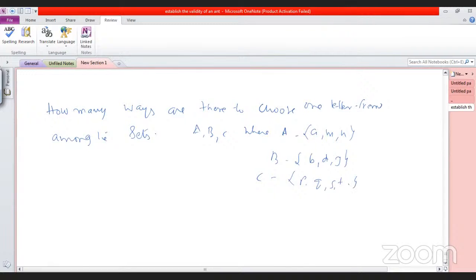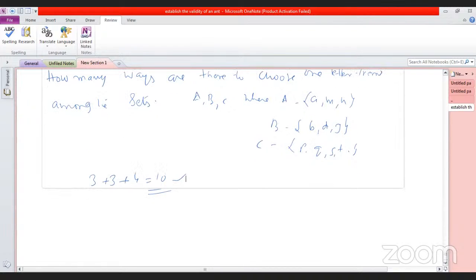So the given sets are pairwise disjoint sets, different disjoint sets. There are 3 ways to select one letter from set A, 3 ways to select one letter from set B, and 4 ways to select from set C. So by the sum rule, first A is 3, second B is 3, then 4. The total is 10. Therefore the number of ways of choosing a letter from sets A, B, C is 10 ways. This is called the sum rule.